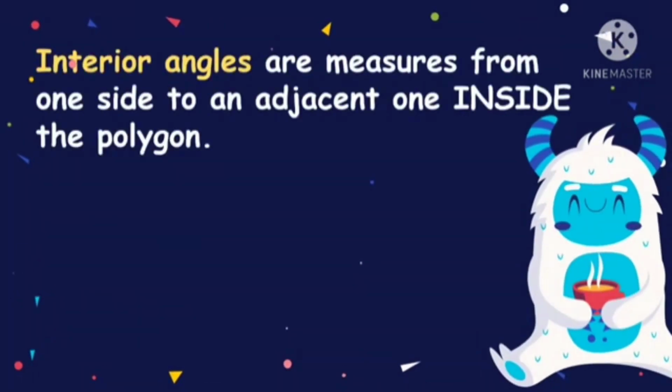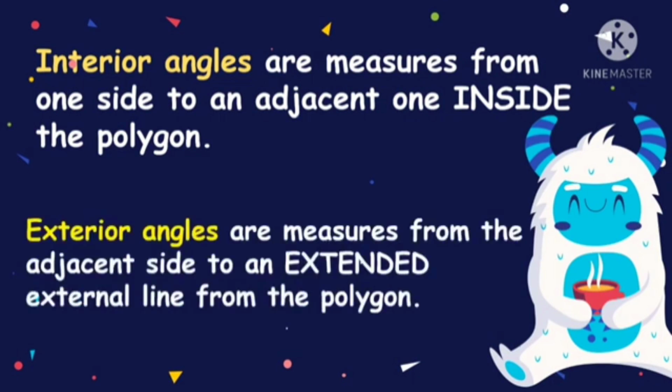So what is an interior angle? Interior angles are measures from one side to an adjacent one inside the polygon. So kaya nga sinabing interior, ibig sabihin siya yung angle na nasa loob ng polygon. Then, exterior angles naman are measures from the adjacent side to an extended external line from the polygon. So, exterior angles mean ito yung angle sa labas ng polygon.